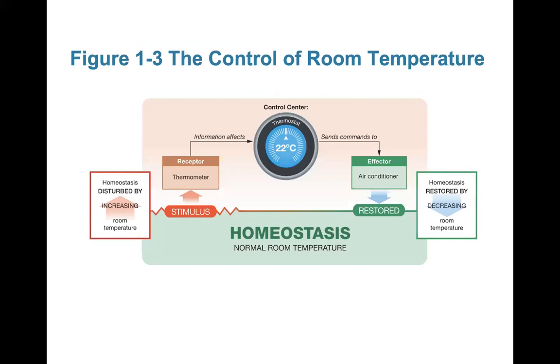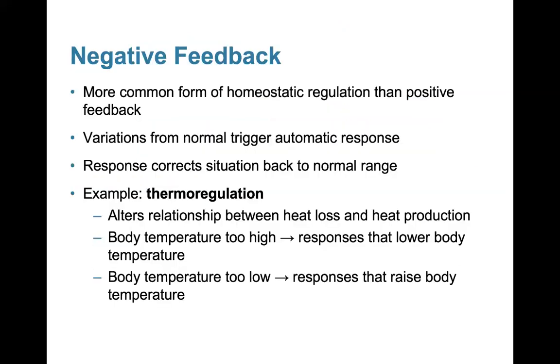Now, maintaining homeostasis. There are two mechanisms that are involved in the maintenance of homeostasis. That would be what we call negative feedback, and the other one you'll see in a second would be positive feedback. Now, the most common situation would be negative feedback. It's the more common form of homeostatic regulation. Variations from normal trigger automatic response. The response corrects the stimulated situation back to its normal range.